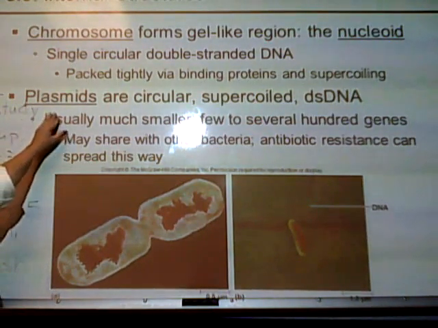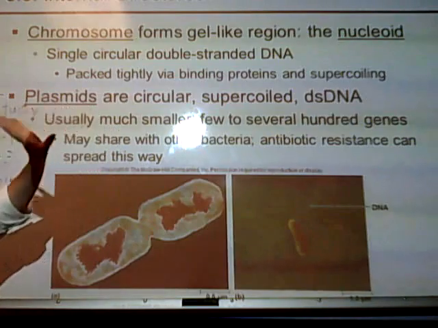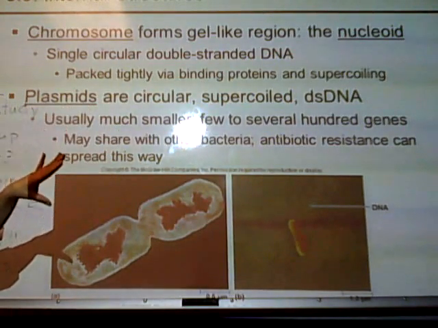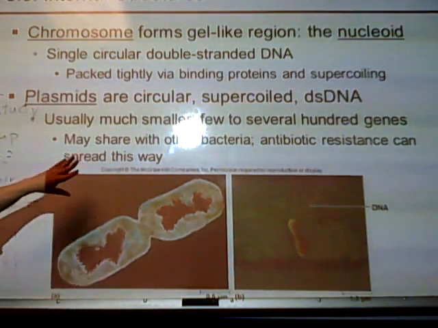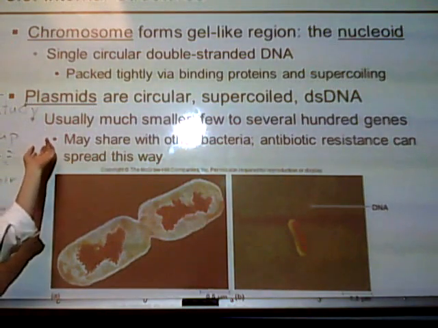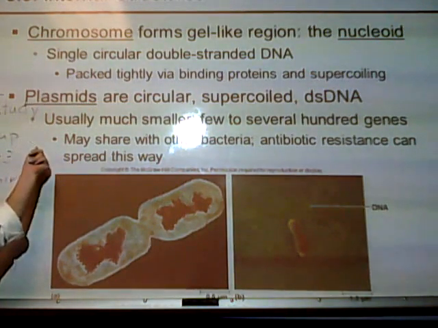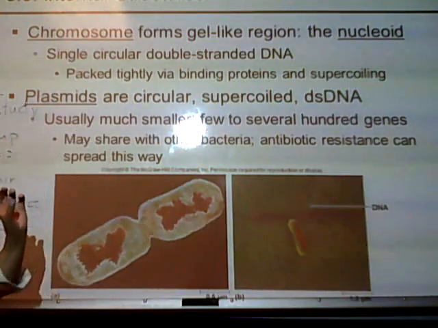All right, and again, plasmids: circular, supercoiled, double-stranded DNA. DS stands for double-stranded. And again, antibiotic resistance can be shared by the plasmid moving between two different bacteria.